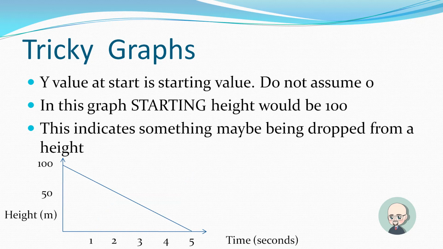Here's another tricky graph. The y value at the start is the starting value. Don't assume it's 0. So say in this graph the starting height would be 100. This indicates something maybe being dropped from a height. If you dropped a bowling ball out a window, the starting height may be 100 meters. I wouldn't recommend that, obviously, because it's a felony. But you drop from 100 meters, and it's going down each time, every second, it's falling. Okay? So it's important to look at these values on graphs and see where they start. If there's a starting value and a declining slope, you may see something like that.